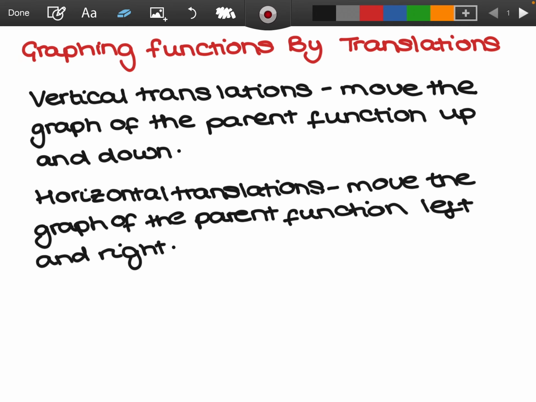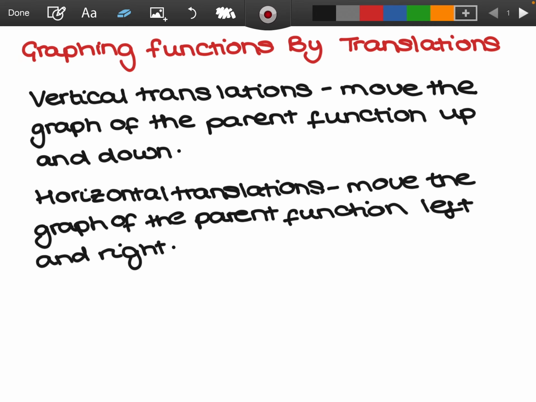We're going to do both vertical translations and horizontal translations. I want to discuss both of those, and then we're going to go through a bunch of different examples of the different types of problems that you might come across whenever you do translations. So first thing we have is vertical translations. That is anything where we move the graph up and down.